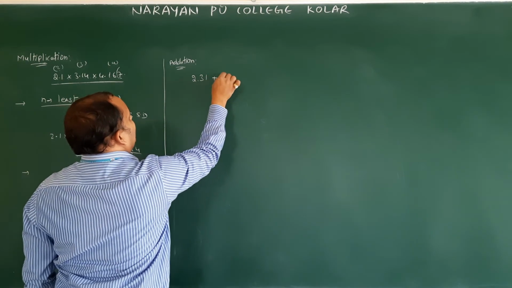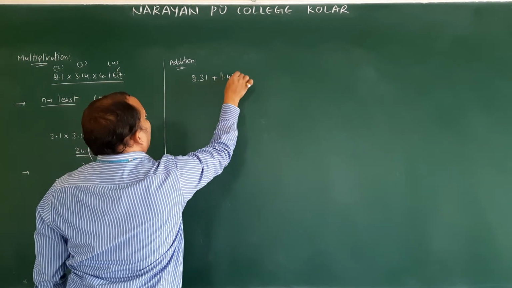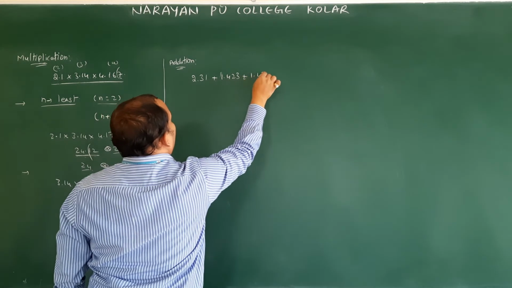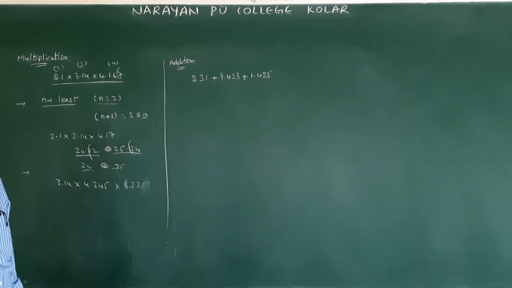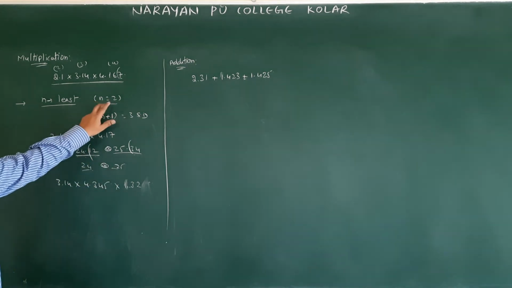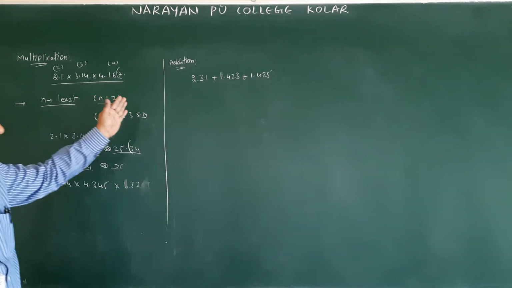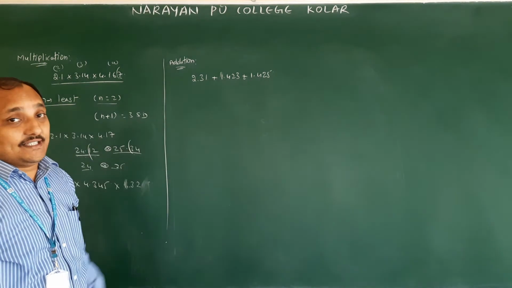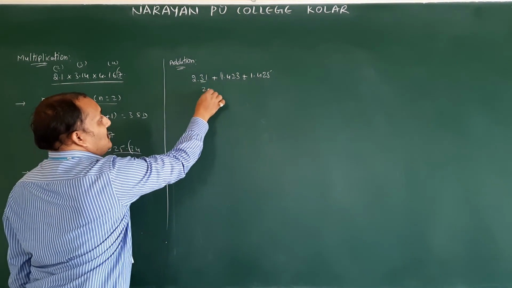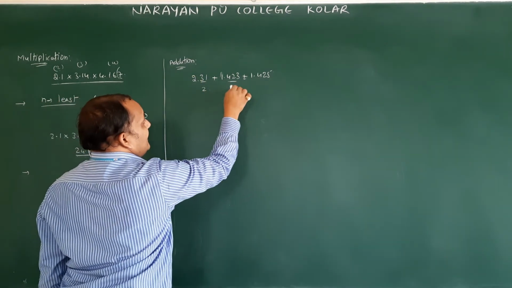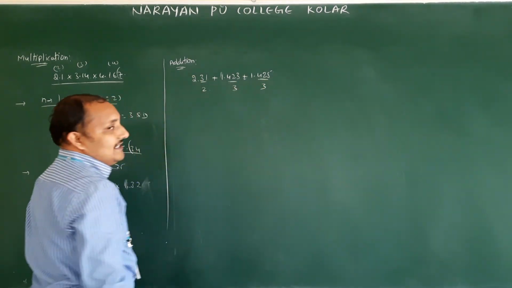2.31 plus 1.423 plus 1.425. So I get 3 values to add according to significant digits. Again same, we have to take like this, but not significant digits. We have to take decimal places. Decimal places means after decimal how many places are? In this 2 decimal places, in this 3 decimal places, in this 3 decimal places.